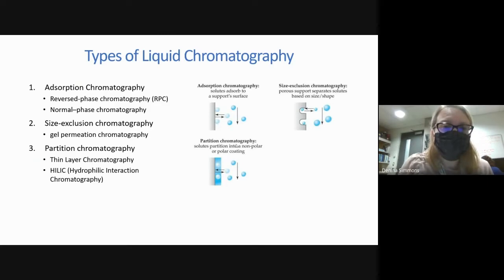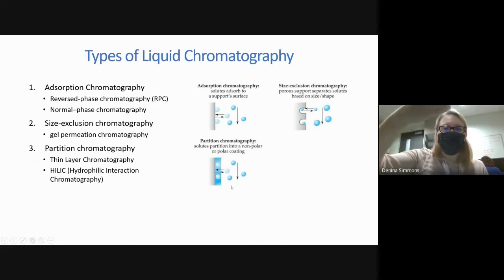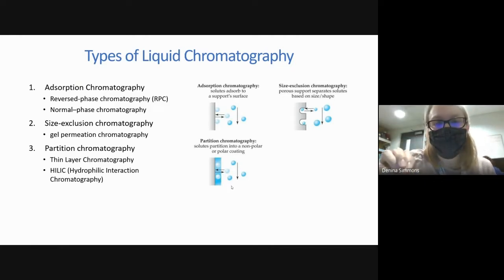This is a type of partition chromatography where the solutes partition onto a nonpolar or polar coating, and they're just sort of there in a layer and they stick. They don't necessarily come off the layer. They stick to the layer and stay there. So you're not necessarily going to have a detector at the end measuring the way a mass spec would. This won't work for a mass spec, but you could have a visual detector. You can take pictures, you can have fluorescent tags and things like that.